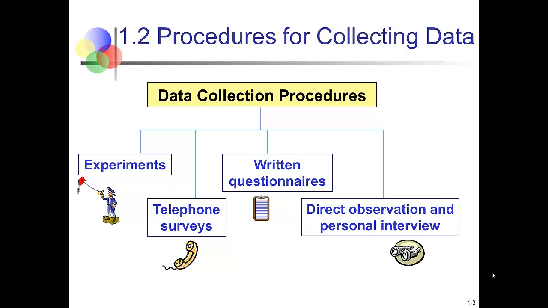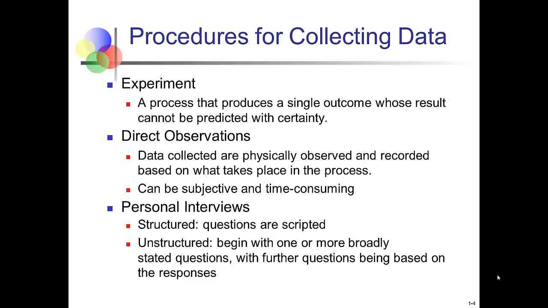It focuses on these 4 because these are the 4 things that we actually use mostly in business and economics to get the information that we need. So you see experiments, you might think science, but we do those in business and economics some. We've got telephone surveys, written questionnaires, direct observation, and personal interview. So let's start by explaining some of these things, and I'll try to give you some examples to make this make sense.